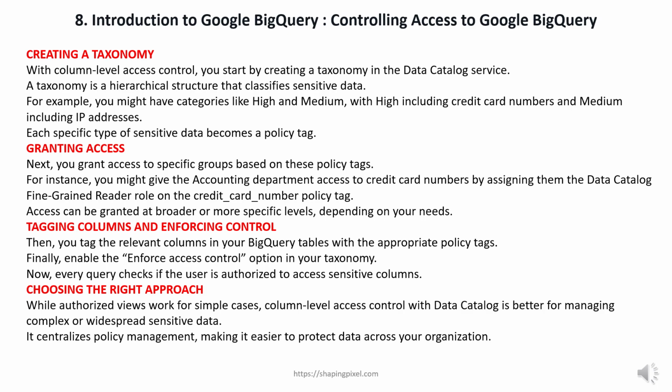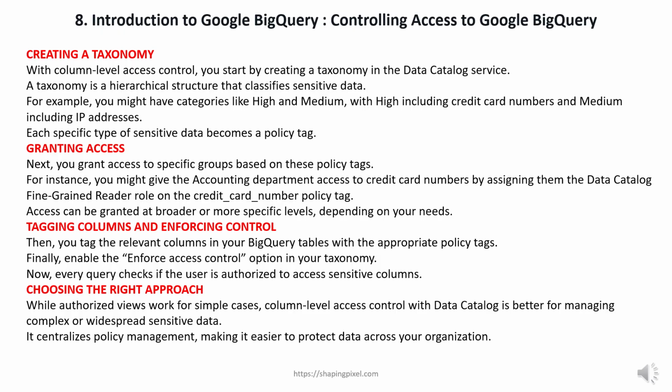With column-level access control, you start by creating a taxonomy in the Data Catalog service. A taxonomy is a hierarchical structure that classifies sensitive data. For example, you might have categories like high and medium, with high including credit card numbers and medium including IP addresses. Each specific type of sensitive data becomes a policy tag.